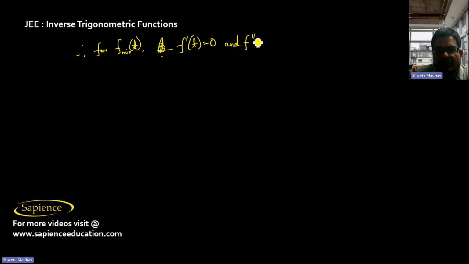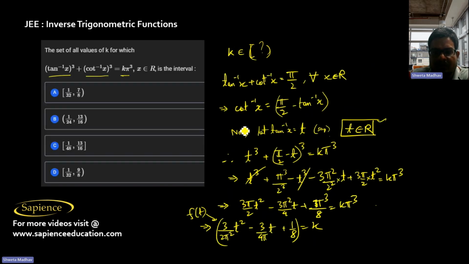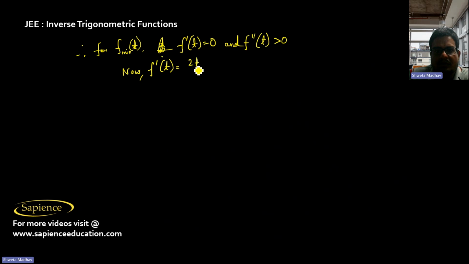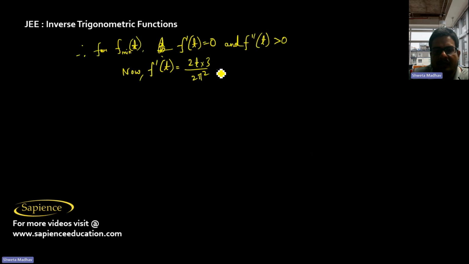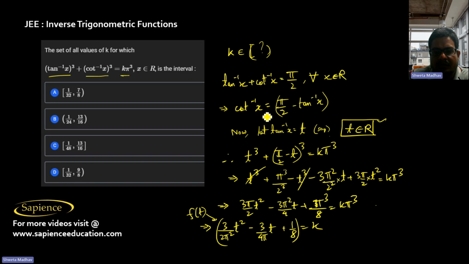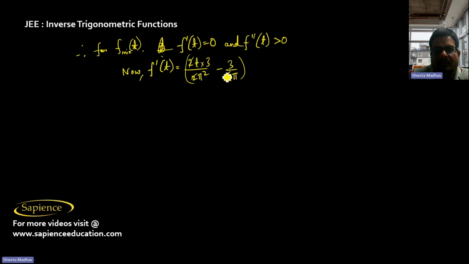So now for minima of the function of t, we should have that f dash t should be equal to 0, and f double dash t should be greater than 0. So now f dash t, that is how much? F dash t is the first derivative of this function. So this is 2t into 3 by 2 pi square minus 3 by 4 pi. This is the thing that should be equal to 0.